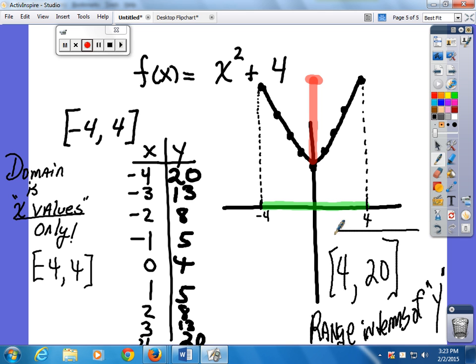Now, listen to a word I'm saying. This is the only thing that's in terms of y. It's the range. That's it. Everything else is in terms of x. Increasing and decreasing values, domain. Everything is in terms of x except for the range. The range is the only thing in terms of y. And I think I've said that at least 4 times today.